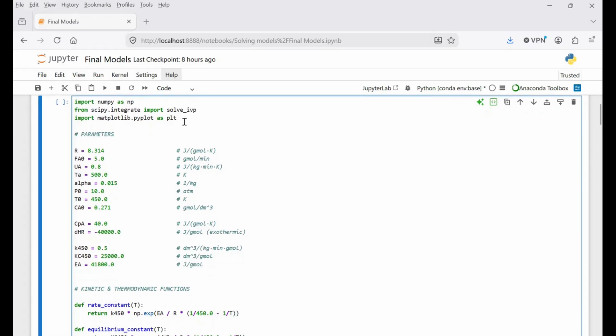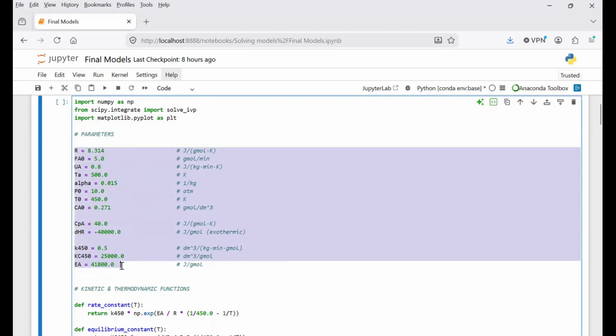You first import all the packages, similar to what we've been doing before. We still need similar packages: NumPy, solve_ivp, which you need to import from scipy.integrate, and matplotlib.pyplot, which we import as plt. We first define the parameters, very important.